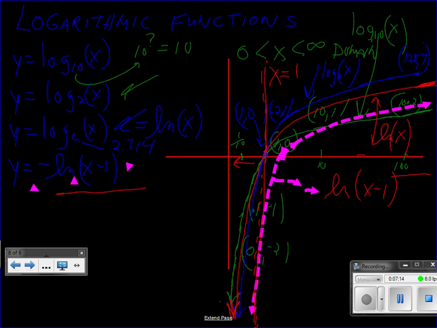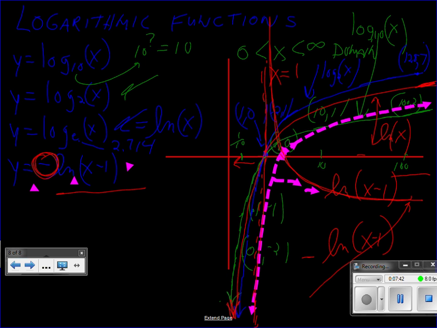Now I'm going to see this negative sign here. What does that do to it? Well, the negative sign then reflects it around this way. So I go like this, and I go like that. So that's a little bit messy here. But this function now, right here, is negative the natural log of x minus 1. Okay, hope you could follow that.